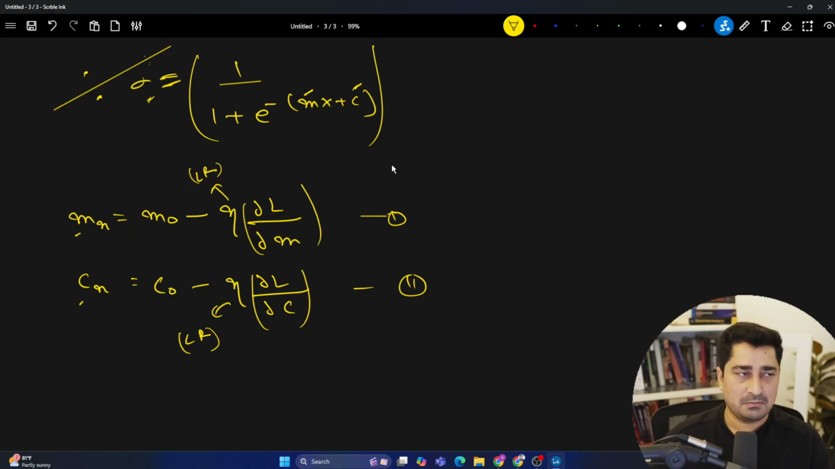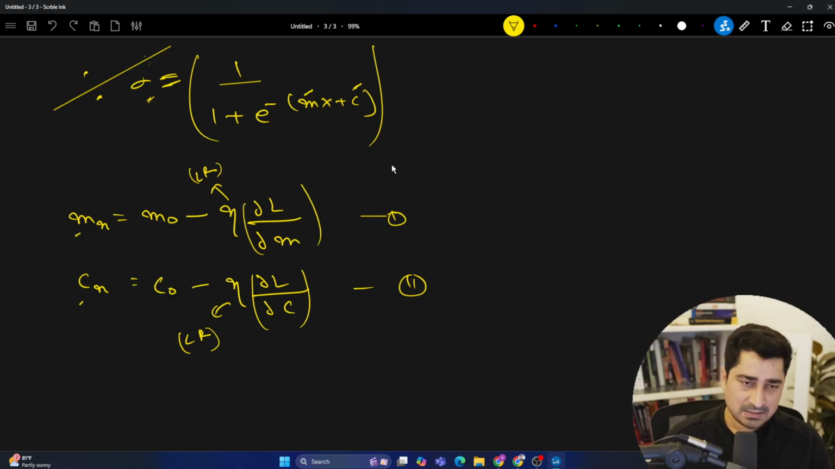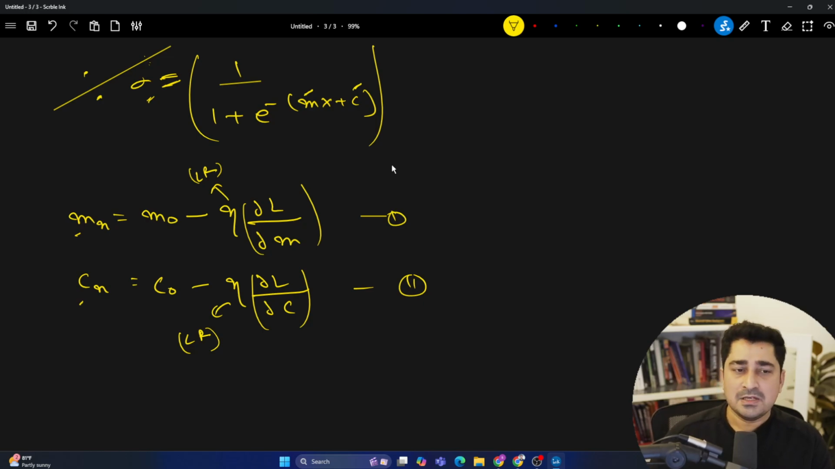So maybe 0.1, 0.01, such kind of values you are supposed to try out. And this is the hyperparameter. So you can try to train it, you can try to tune it. So this is the equation which is going to help me out in terms of learning.